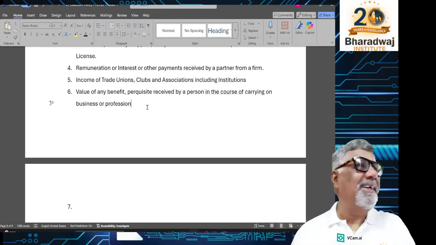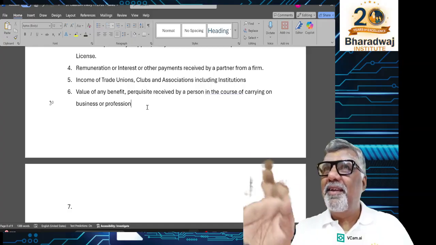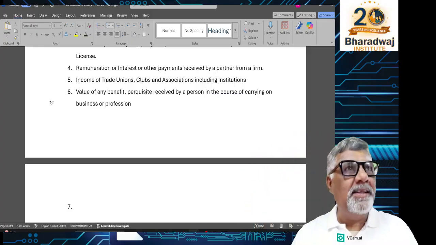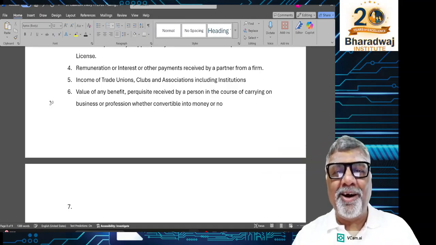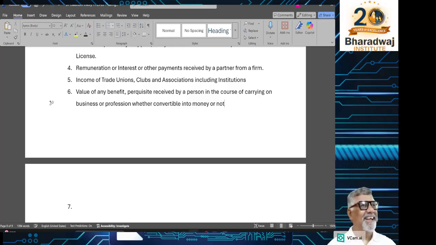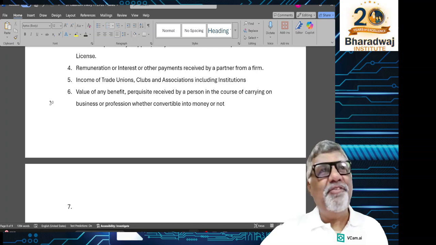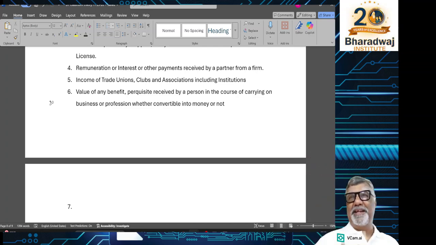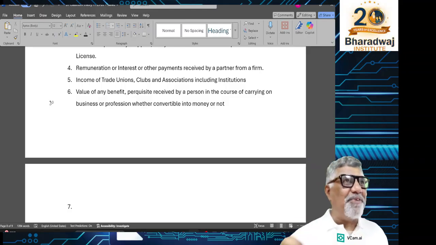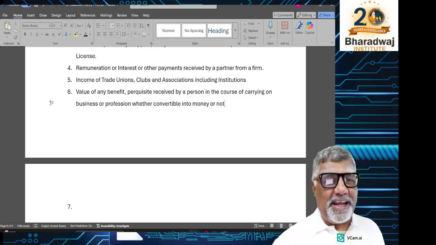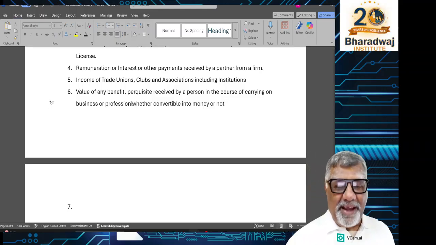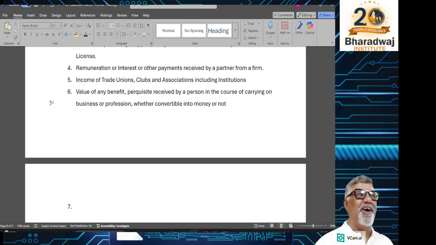The taxman went back, not to leave her, but to add this verse, whether convertible into money or not. If you go, pay tax. If you don't go, I also pity you. Value of any benefit, perquisite, received by a person in the course of carrying on business or profession, whether it is convertible into money or not.